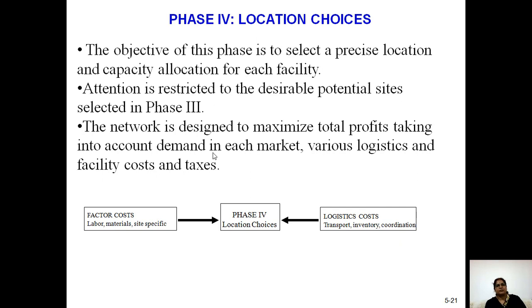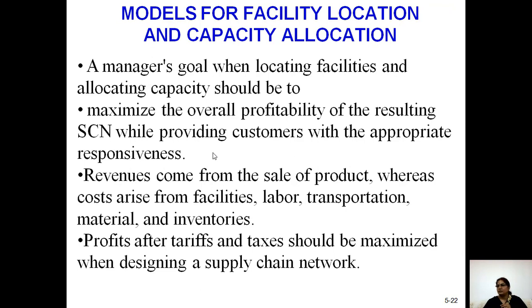So now we have come to the last phase wherein the exact location of the sites will be done. So in the third phase we have already shortlisted the sites. Out of them, the best will be selected based on the various local costs associated. So that is how, considering all these factors, the final network design decisions have to be considered.